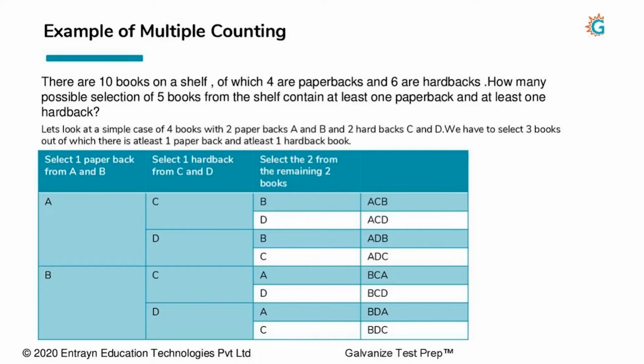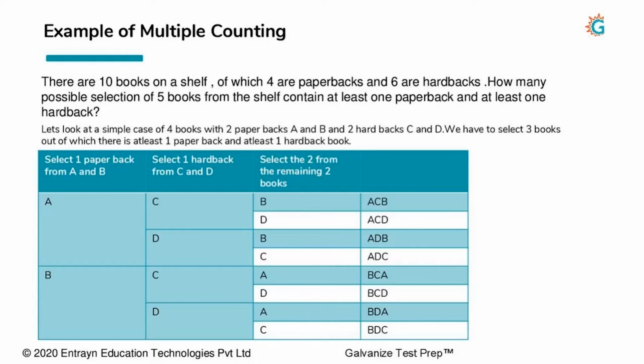So if you can look at it, I've listed down all the possible combinations here. I could select one paperback, one hardback, and after fixing that, I'm going to choose one more book. That would be B or D. Or I could select one paperback, one hardback, that is A and D, and choose the remaining B or C.